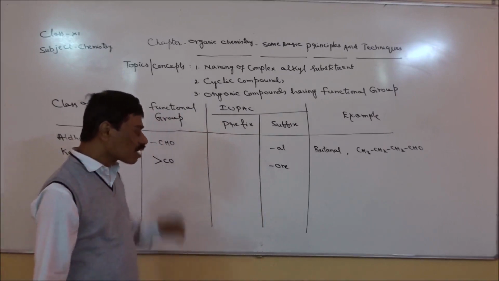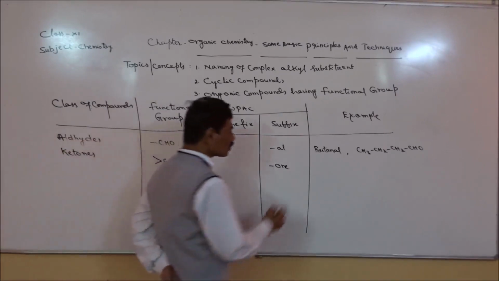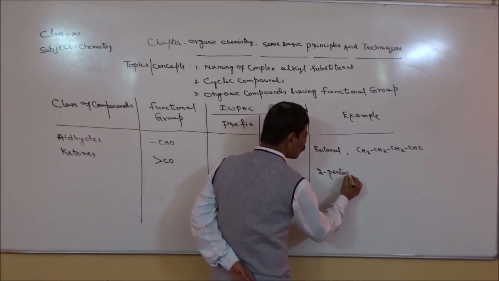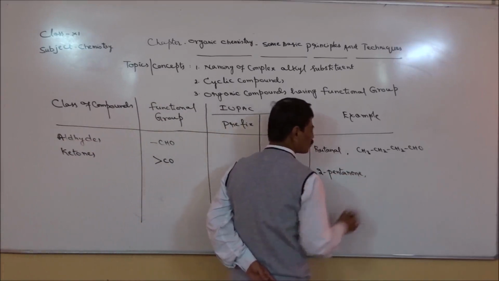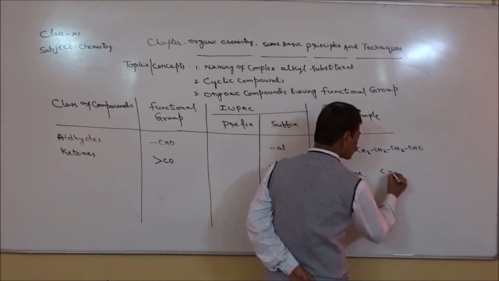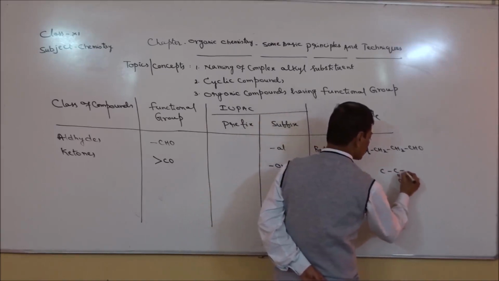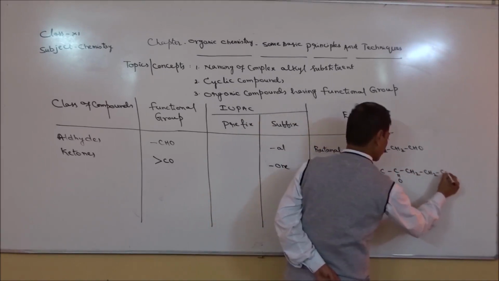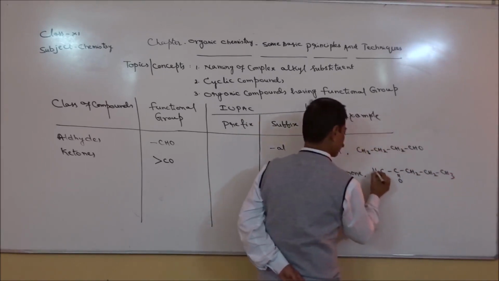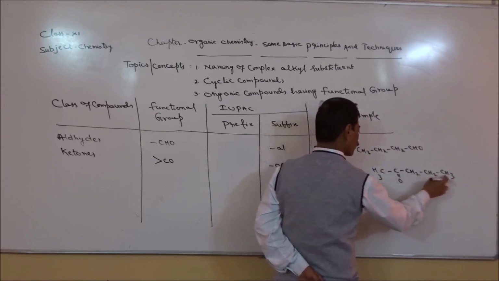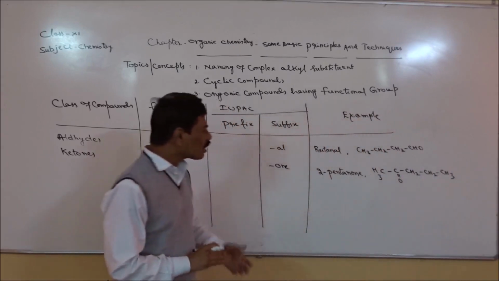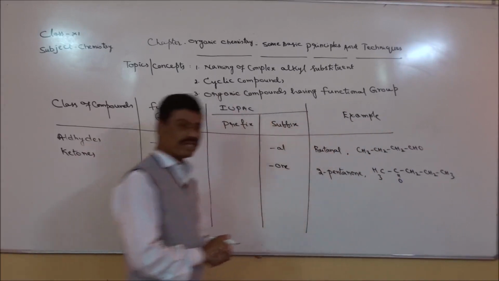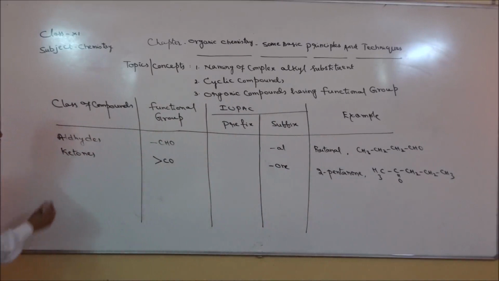Example for this compound is 2-pentanone. So 5 carbon atoms. It should have 1, 2, 3, 4, 5. So to the second carbon atom, the ketonic functional group is linked. So it is 2-pentanone. Now we will move to halides.